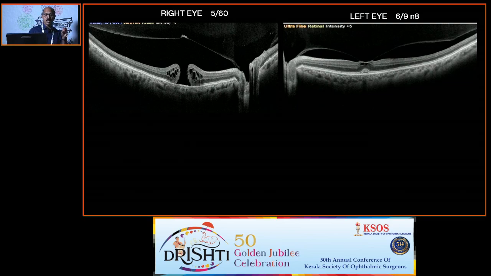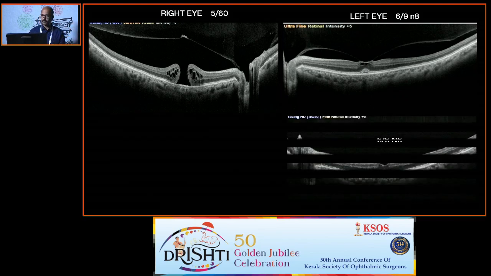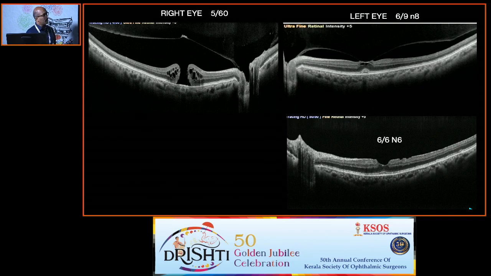She had a recent drop in near vision. It is not because of this big a macular hole. She would have had less vision in this eye since a long time. So I operated the left eye. This is 2 years down the line, OCT, 6/6 vision with a normal foveal contour.